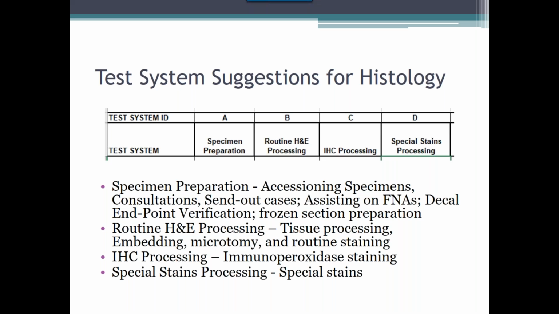And then IHC and special stain processing are separate test systems. However, how a lab handles competency on these test systems might depend on whether the lab performs these stains manually or on an instrument. When performed on an instrument, all stains can be handled as a single test system, IHC being one and then special stains being the other. If performed manually, however, you will need to look at those procedures and determine how you can most appropriately assess competency.